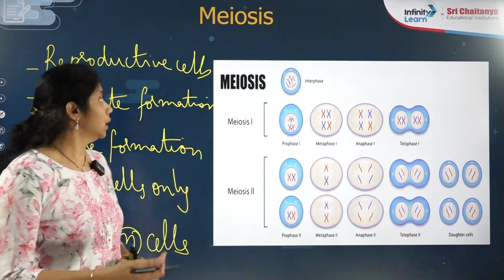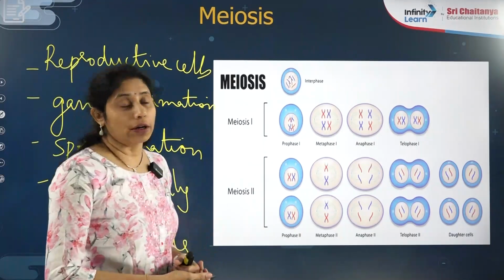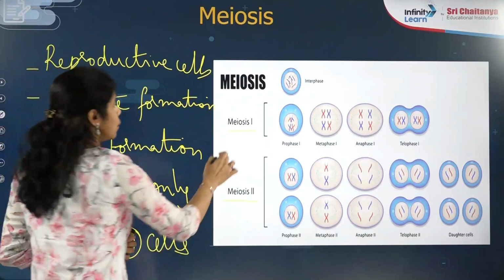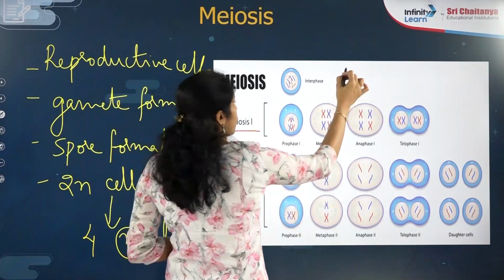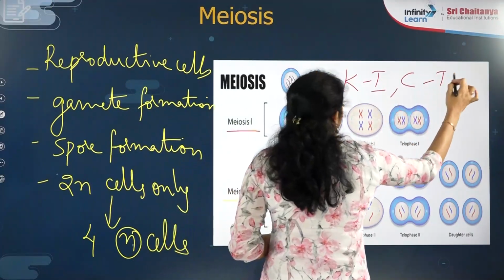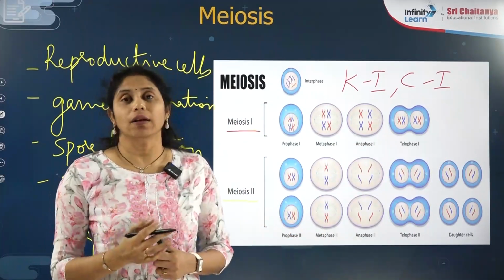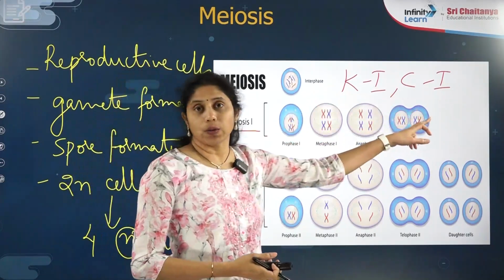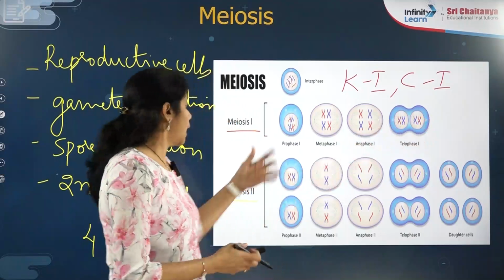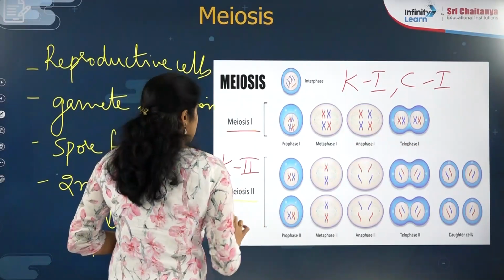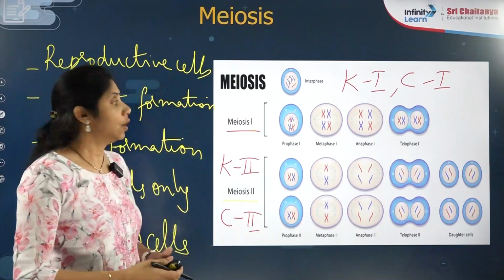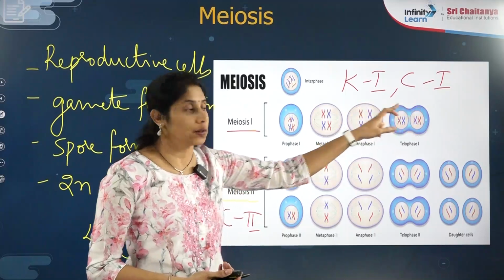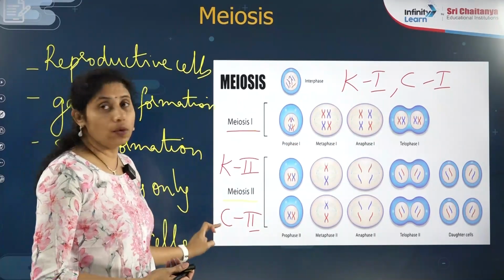Now let us see the meiosis which occurs in the reproductive cells. It is of 2 types, Meiosis I and Meiosis II. Meiosis I is divided into Karyokinesis I and Cytokinesis I. Basically one cell undergoes 2 nuclear divisions and 2 cytoplasmic divisions. Karyokinesis I and Cytokinesis I, nuclear division and cytoplasmic division once, and later Karyokinesis II and Cytokinesis II happen in Meiosis II.